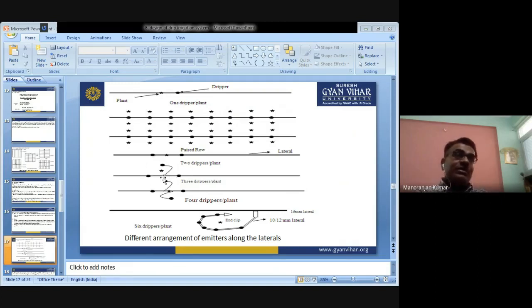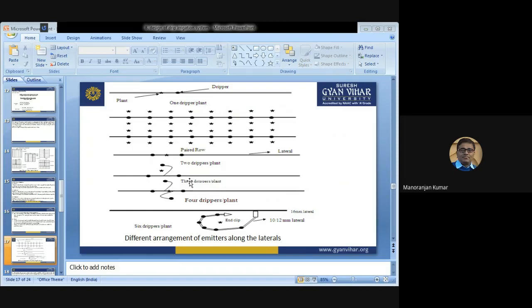This type of arrangement can give a larger wetting pattern. Here this is four drippers per plant. This is six drippers per plant. So in this way you can arrange the drippers on the lateral.